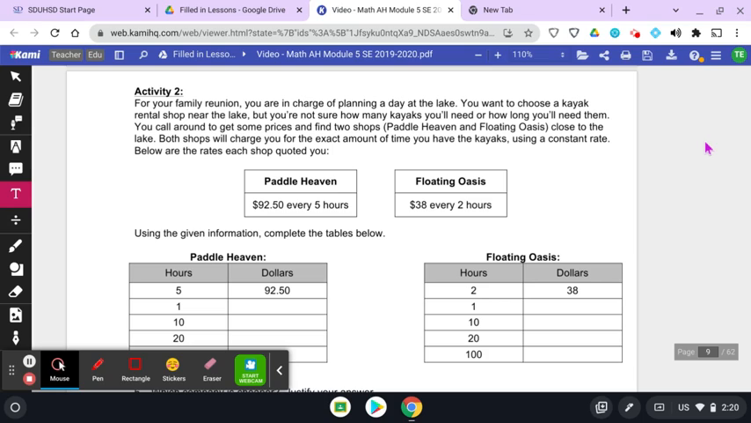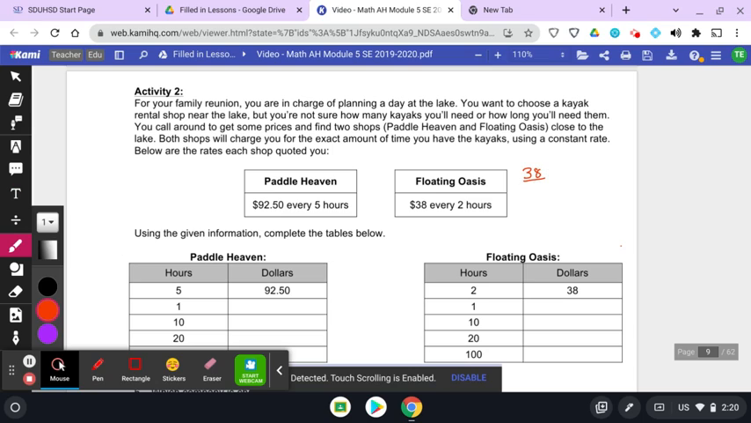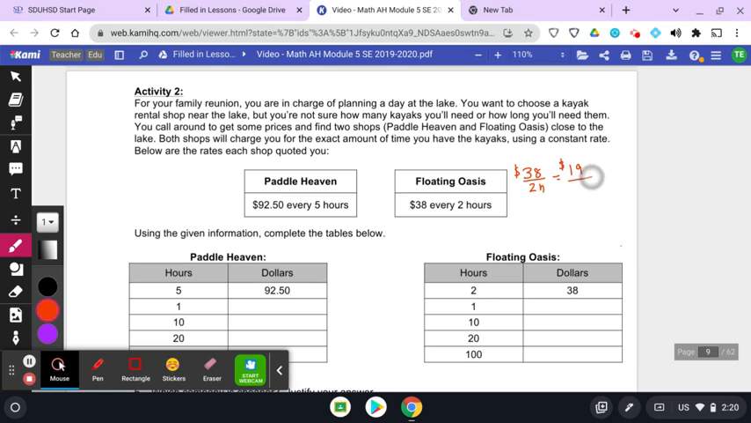So the first thing I want to do is figure out how much that is for 1 hour. So here I have 38 divided by 2, $38 for every 2 hours, and that reduces to $19 for 1 hour. Then over here, I have $92.50 for 5 hours. So I divide $92.50 by 5, and I get, hey, that is $18.50 per 1 hour. Okay, so then I can use that information to fill in a chart.